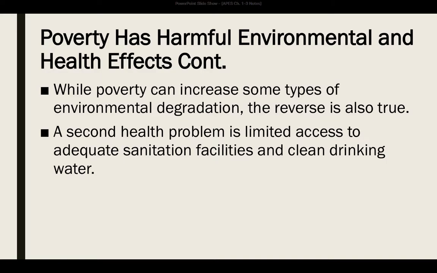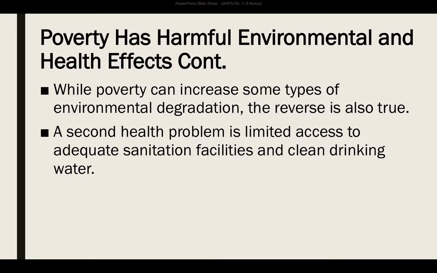While poverty can increase some types of environmental degradation, the reverse is also true. Pollution and environmental degradation have a severe impact on the poor and can worsen their poverty. Consequently, many of the world's poor people die prematurely from several preventable health problems. One such problem is malnutrition, caused by a lack of protein and other nutrients needed for good health. The resulting weakened condition can increase an individual's chances of death from starvation and normally non-fatal ailments such as diarrhea and measles.